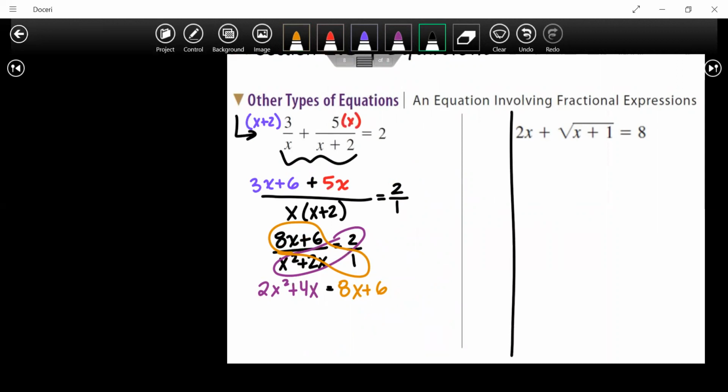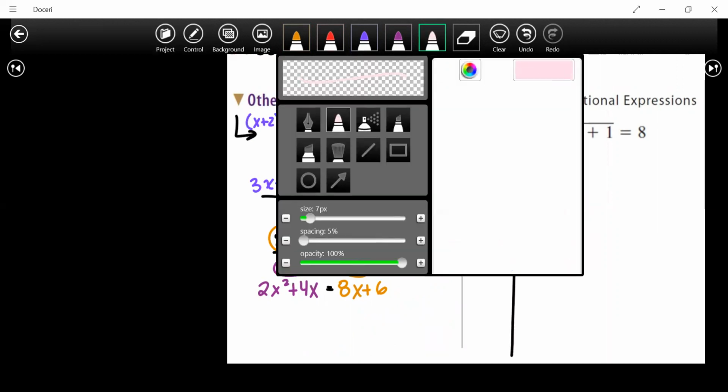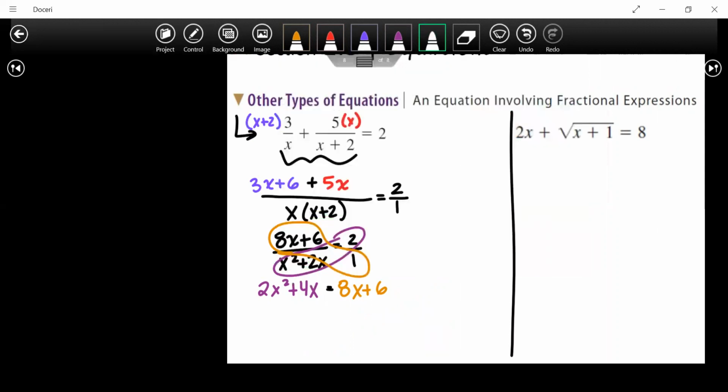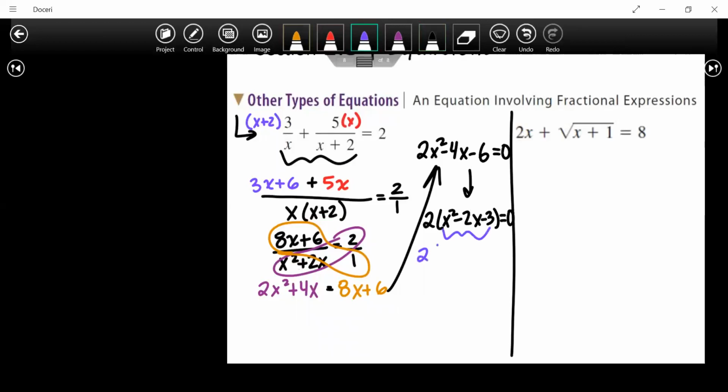I'm going to solve this over here, give myself a little bit more room. I'm going to bring everything over to the left-hand side. So this is going to give me 2x squared minus 4x minus 6 is equal to 0. Subtracting 8 from 4 gives me negative 4. Bringing over the 6 gives me negative 6. I'm going to pull out my GCF now. In this case, I can pull out 2 because I see it there. x squared minus 2x minus 3 is equal to 0. Can that be factored? Absolutely. We're going to get x minus 3 and x plus 1. My answer is going to be 3, negative 1.